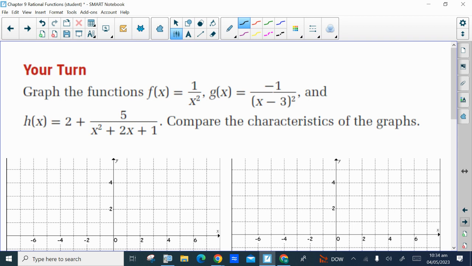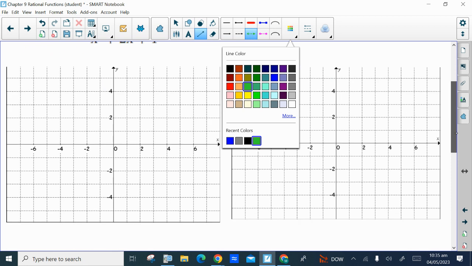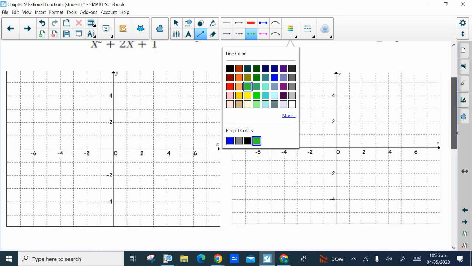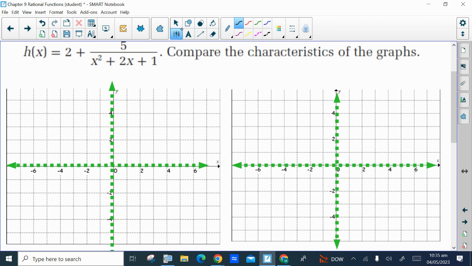So same thing with this one. G and H are transformations of 1 over x squared. So we already know what 1 over x squared looks like. It has our asymptotes, the x and y axes. So we might as well draw it on both grids because we need to anyways.